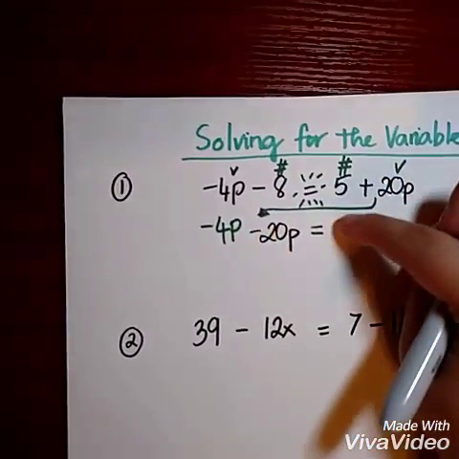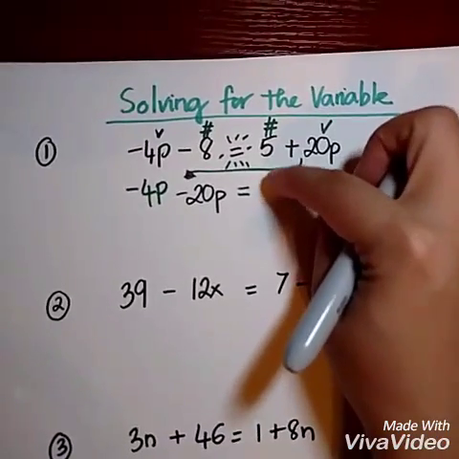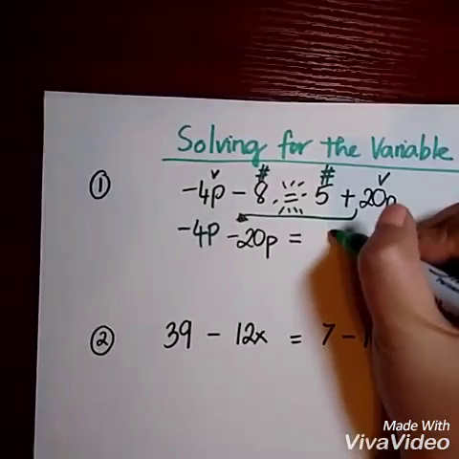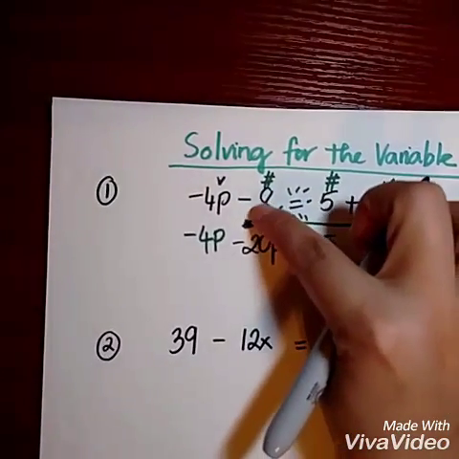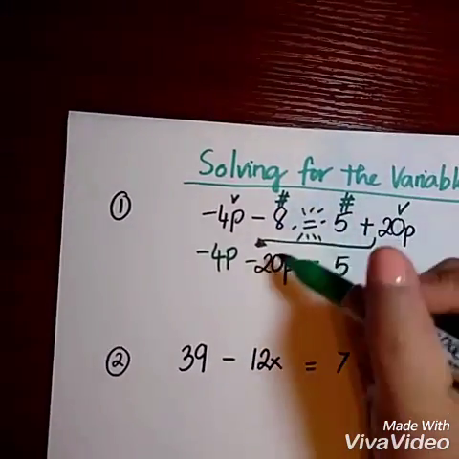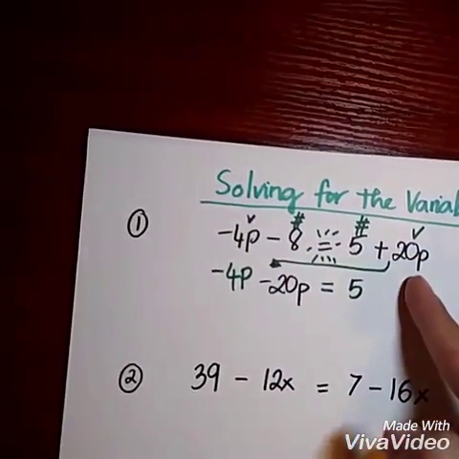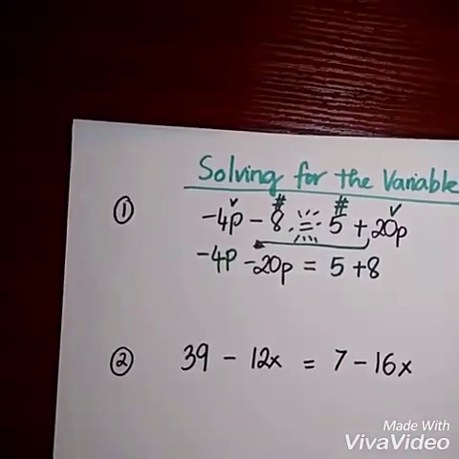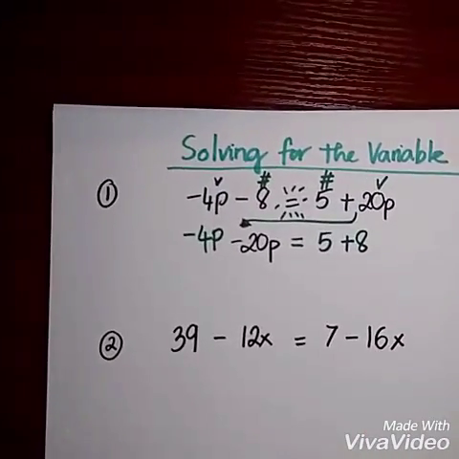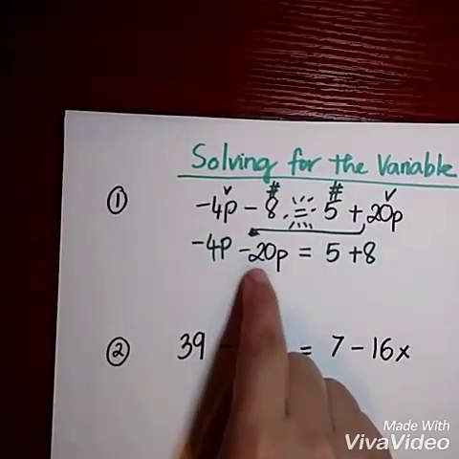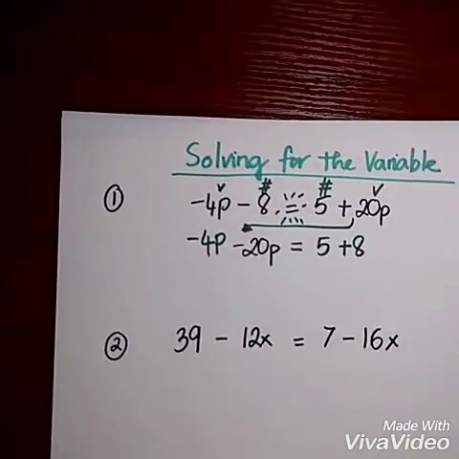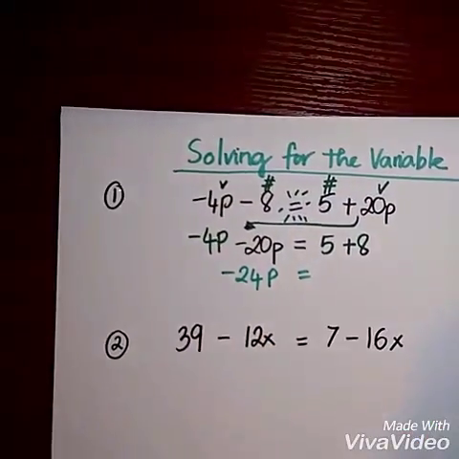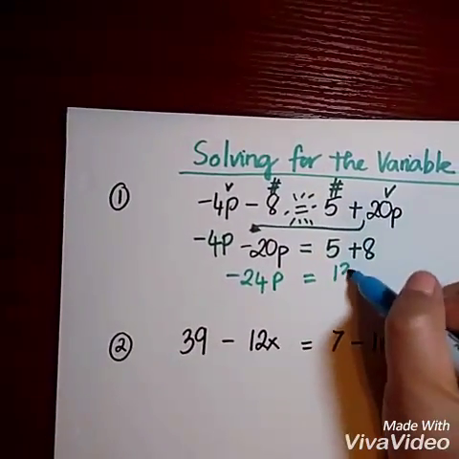Okay. Now on the right side, I want all of my numbers. So on the right side of the equal sign, I have 5. So I'm going to rewrite 5. Now the negative 8 is on the left side. So of course, if you want to move it over, you need to change the sign of the negative 8 to be a positive 8. So let's go ahead and combine like terms. Negative 4p subtract 20p gives you negative 24p. Equals 5 plus 8 is 13.